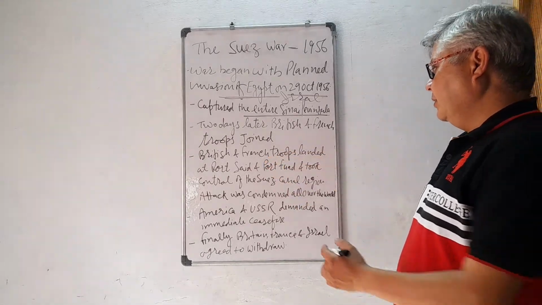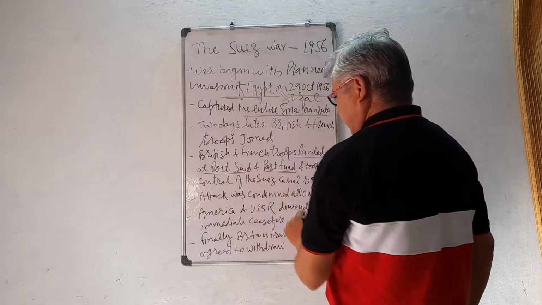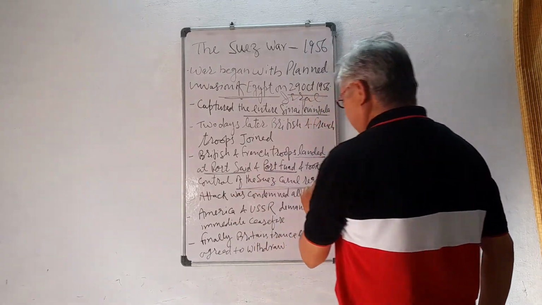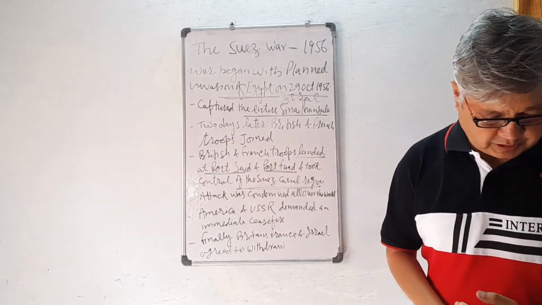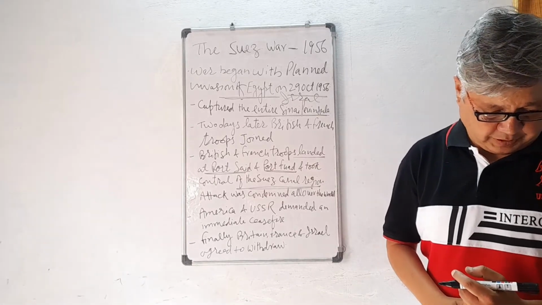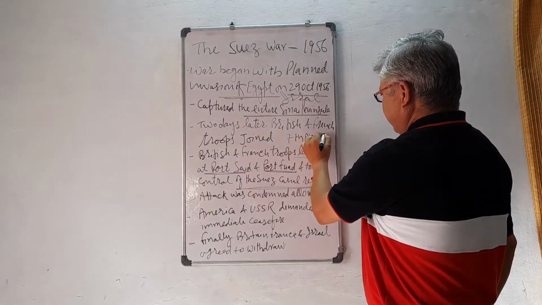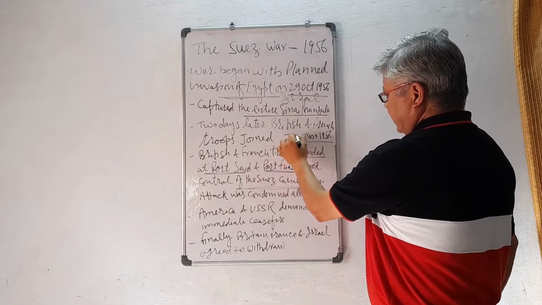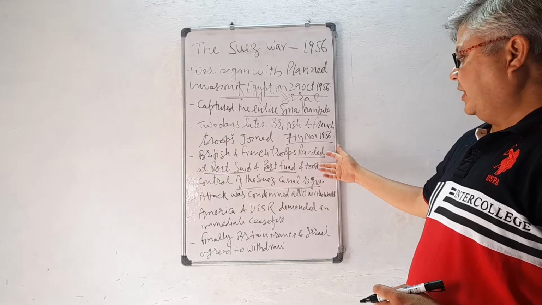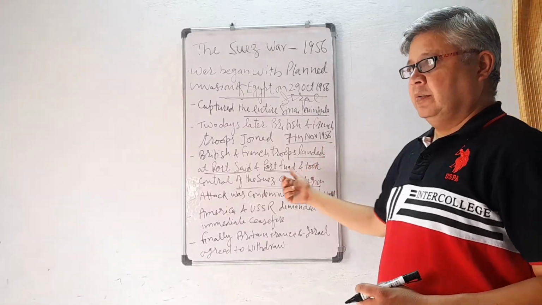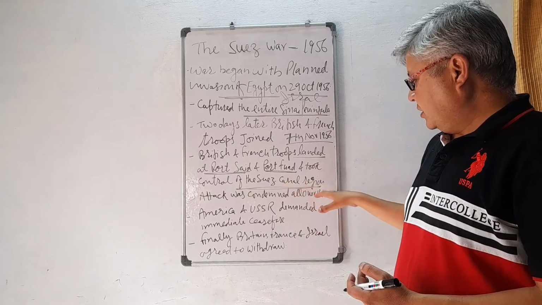And immediately they landed at two ports, Port Said and Port Fuad, and took control of the whole Suez Canal region. So within a week, by 7th of November, this whole region was captured by the British, French and the Israeli troops. Both France and Britain captured the Suez Canal region.